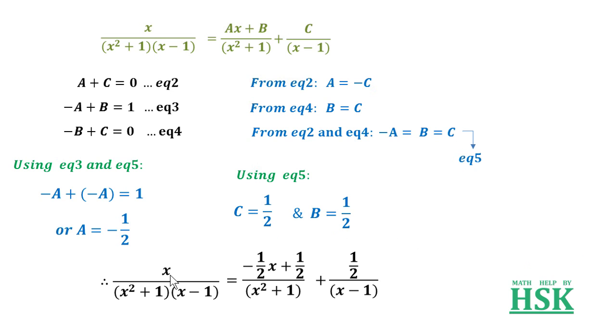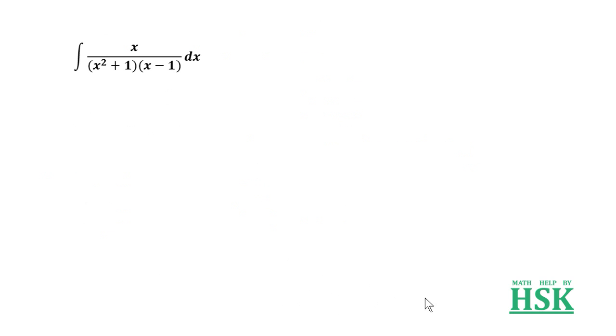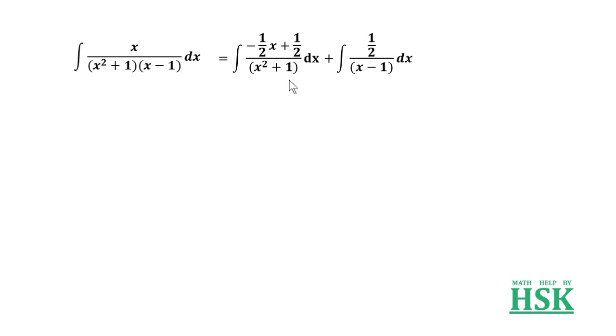Okay, so therefore I can write x upon x square plus 1 into x minus 1, by placing the values of a, b and c, as minus 1 by 2 x plus 1 by 2 upon x square plus 1, placing the value of c as 1 by 2, I get 1 by 2 upon x minus 1. Therefore integration of this function with respect to x would be equal to integration of these two fractions.